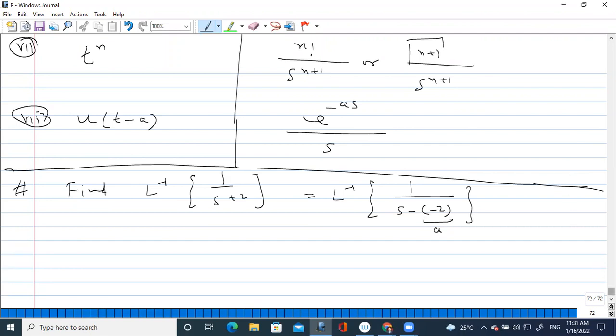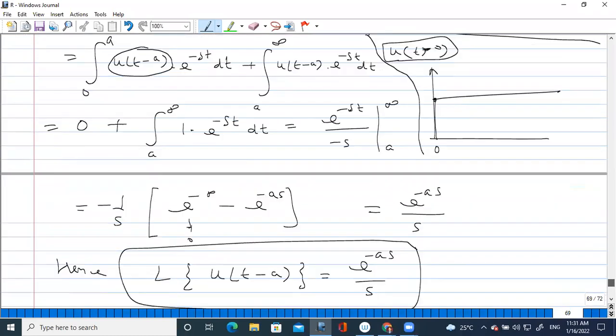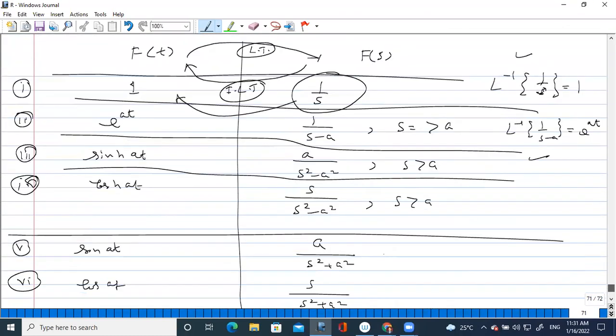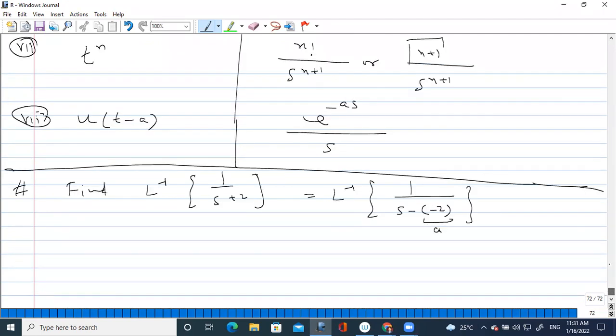So Laplace inverse of 1 by s minus a. Now you can check the same table for both. Laplace inverse for s minus a, so this is s minus a. Laplace inverse of that will be e to the power at. Now a is minus 2. Like this you can do. A is minus 2. So answer will be e to the power minus 2t. So that will be the answer here because a is minus 2.